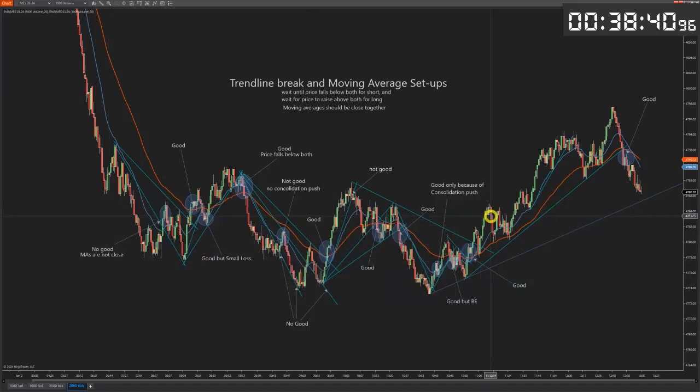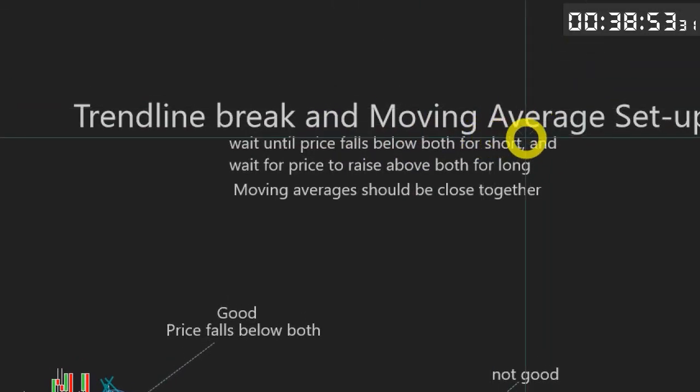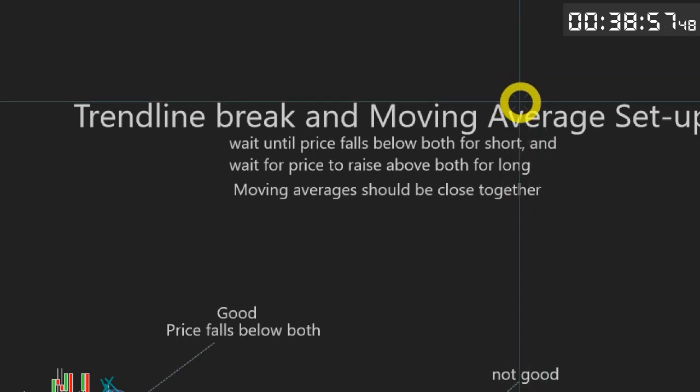All right, I need to talk about this technique here with the trend lines and the moving averages. I'm just going to do a quick test visually here. The rule is wait until price falls below both for a short: falls below a trend line, breaks a trend line, and falls below the moving averages. Both have to be broken.